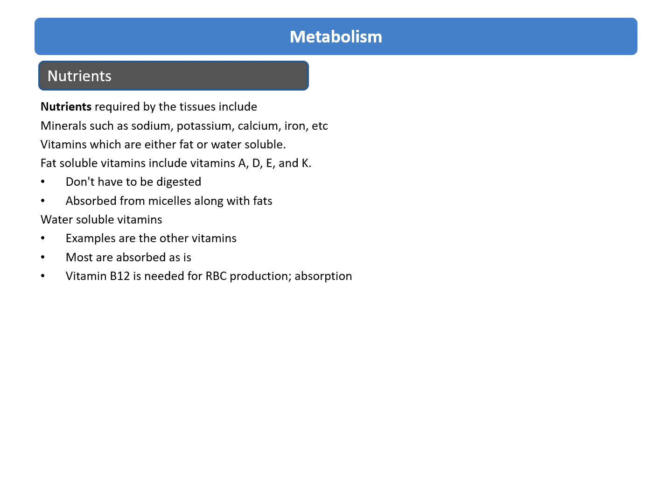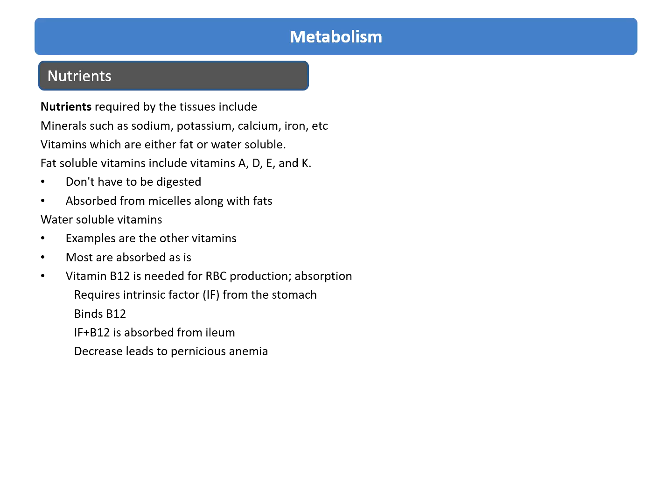Vitamin B12, however, is needed for red blood cell production. Absorption requires an intrinsic factor. It's released from the stomach. It binds to B12, so the intrinsic factor-B12 combination is then absorbed from the ileum. Decreases in B12 lead to pernicious anemia. It may result from stomach or ileum removal, because if something happens to the stomach, there's no intrinsic factor. If the ileum has been removed, there's no absorption of the B12.